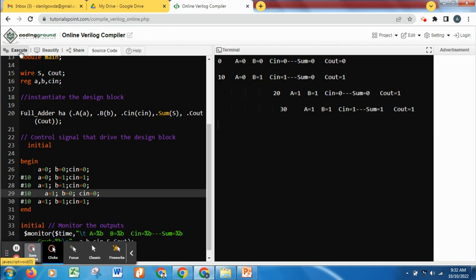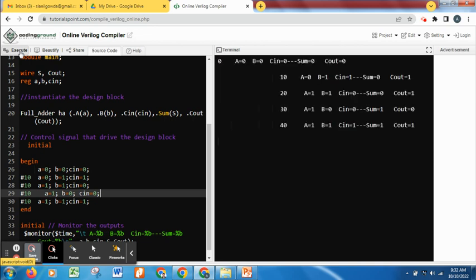Let me execute the same. Yes, at the 30th unit, I have provided the combination A equals 1, B equals 0, and C in equals 0. Therefore, sum is 1 and C out equals 0. So by looking into the simulation result, you can conclude whether the designed module is functioning properly or not.